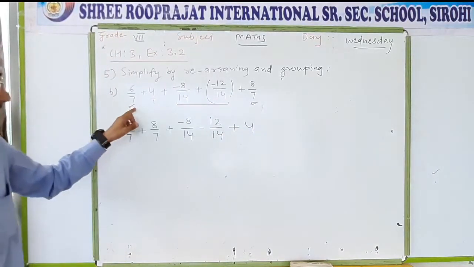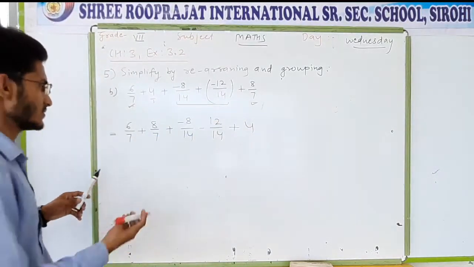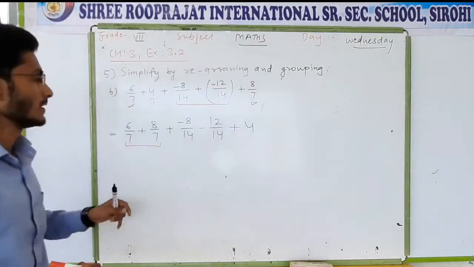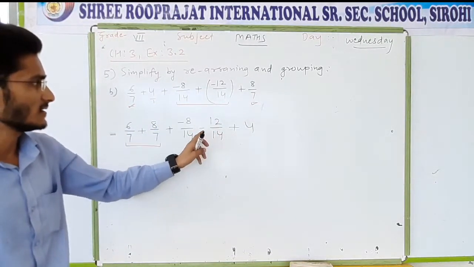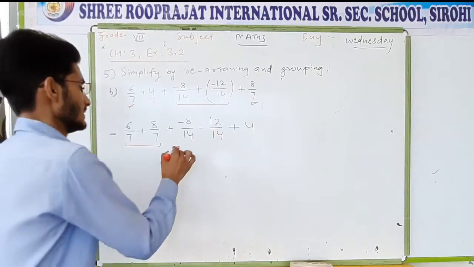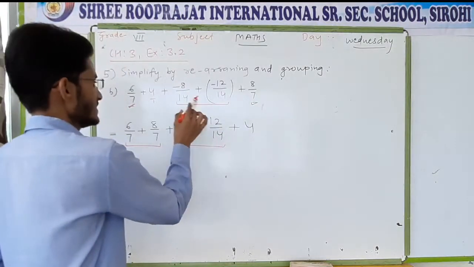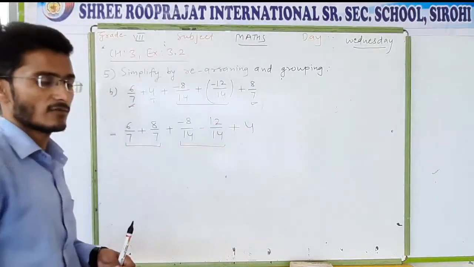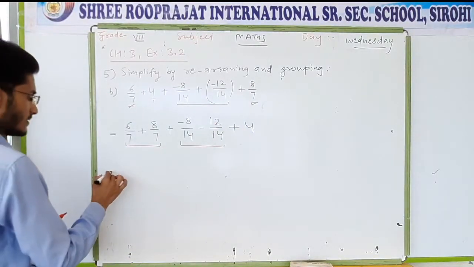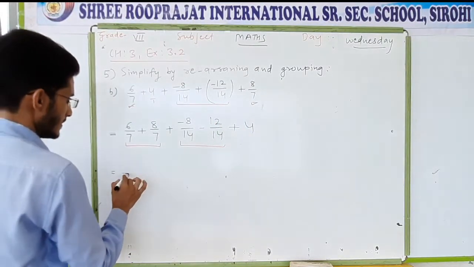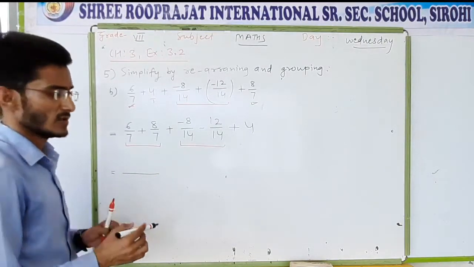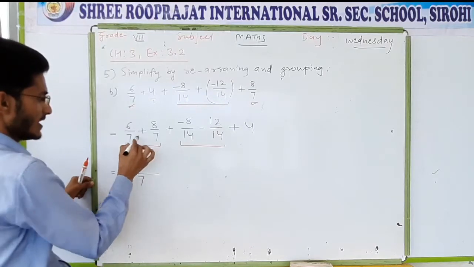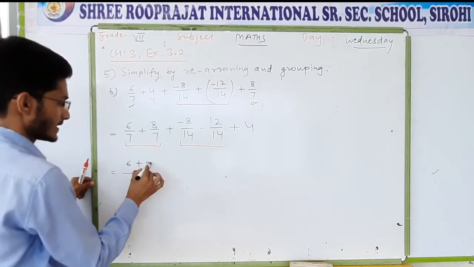Okay, so 6 by 7 and 8 by 7, that was the first group. Next one minus 8 by 14, and here we open the bracket, that's why we are getting a minus 12 by 14. That was the second group, and last one remaining is 4, or even you can write 4 by 1. Okay, so if the denominator is same, in that case you have to just add the numerator. So 7, if you add the numerator, you will get a 6 plus 8.